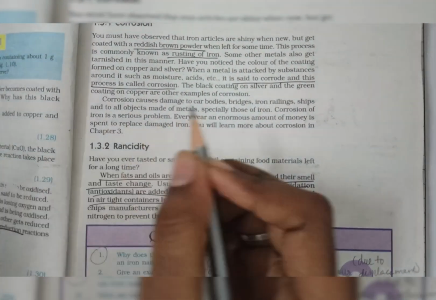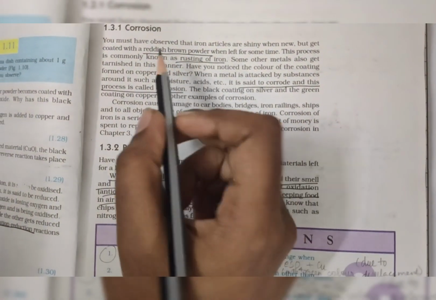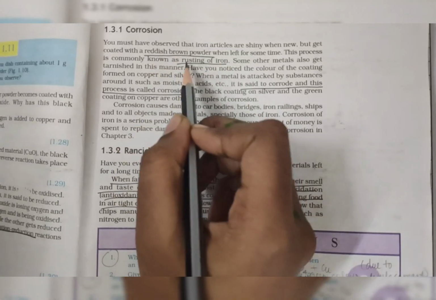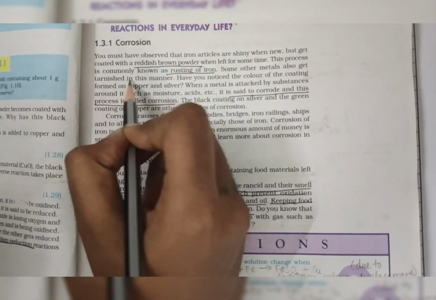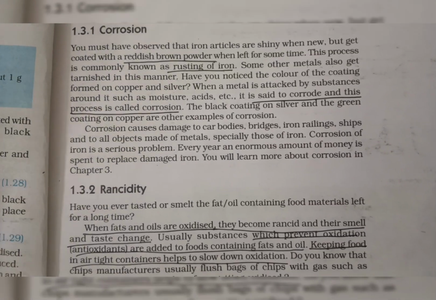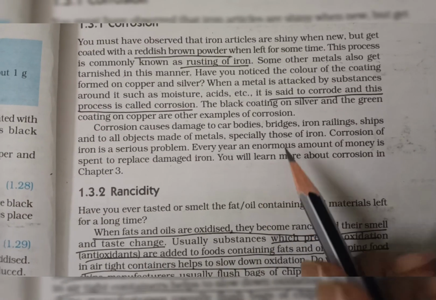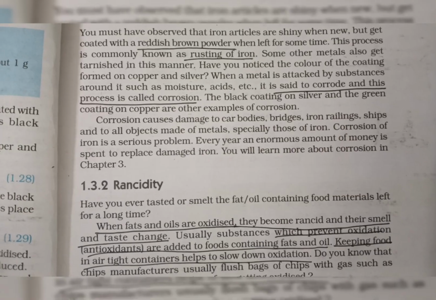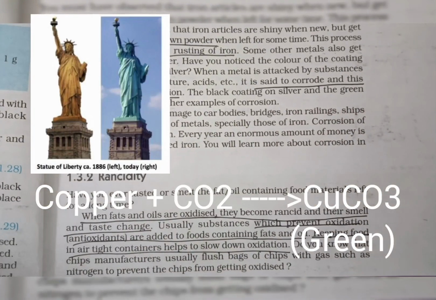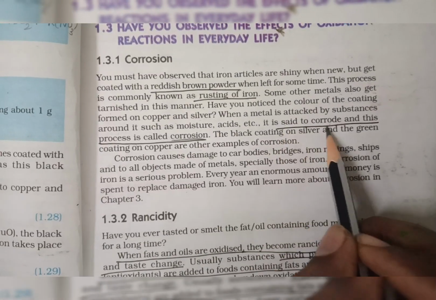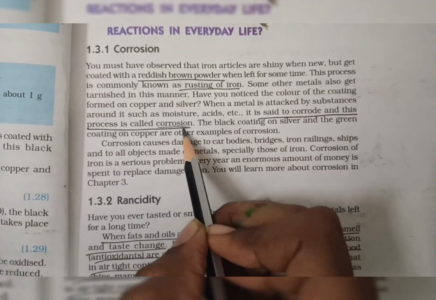All these points are very important. Reddish brown color of iron when exposed to air, rusting of iron. Some other metals also get tarnished in this manner. Same way you would have noticed silver ornaments which you use are turning black as it reacts with sulfur in the air. Whereas copper will turn into green color. These metals are said to corrode and this process is called corrosion.